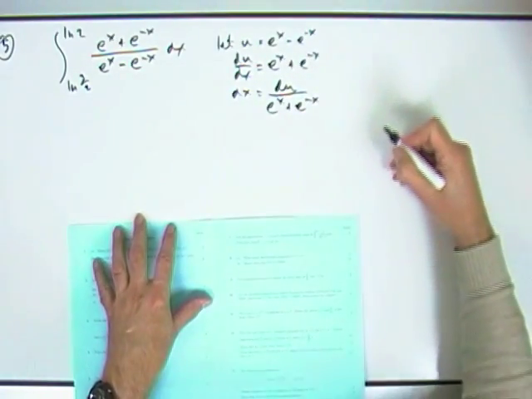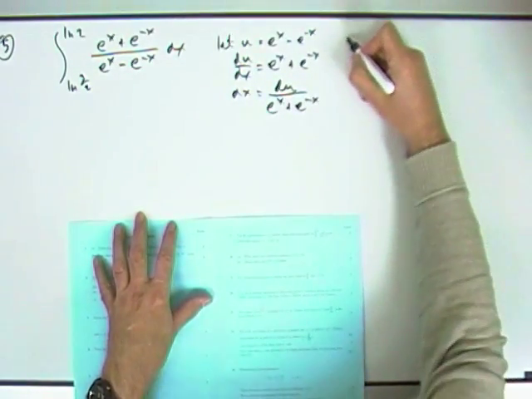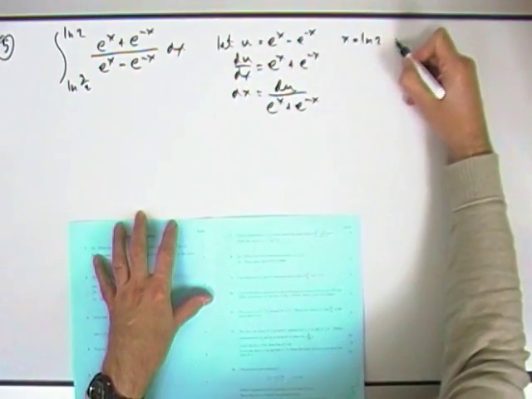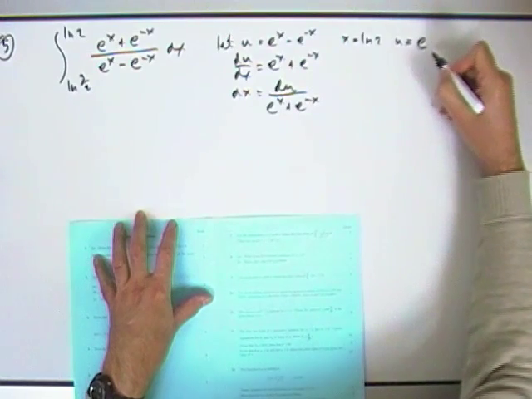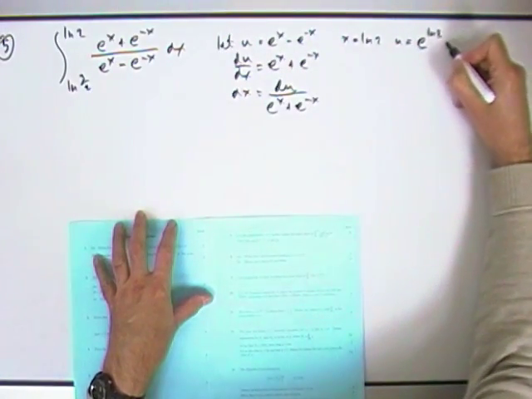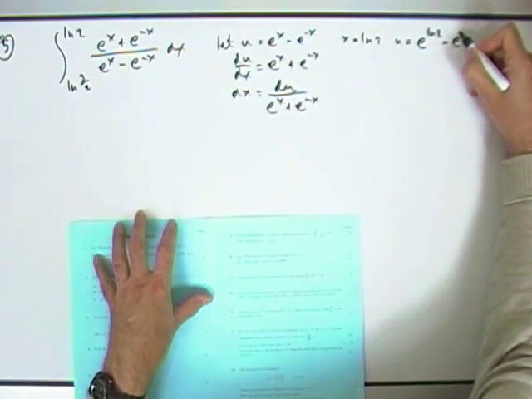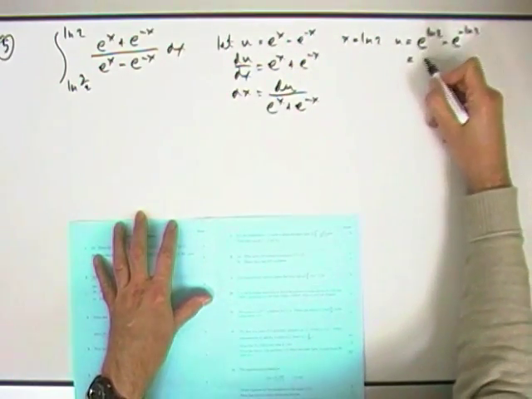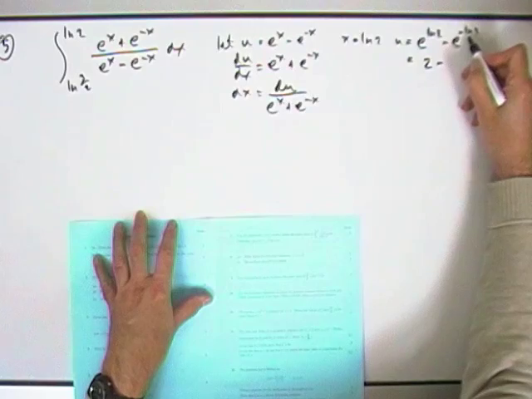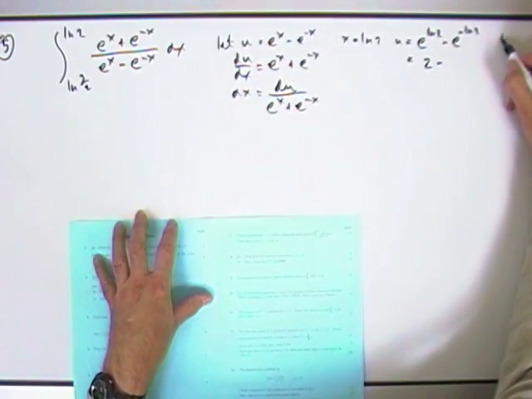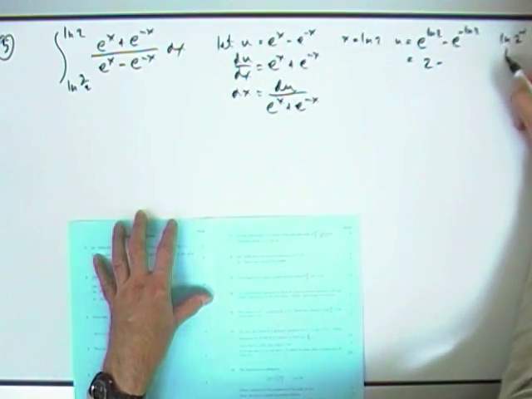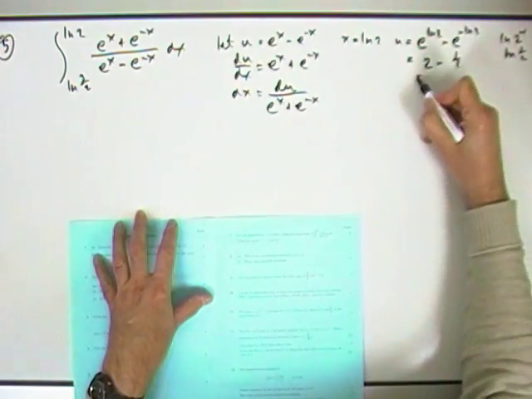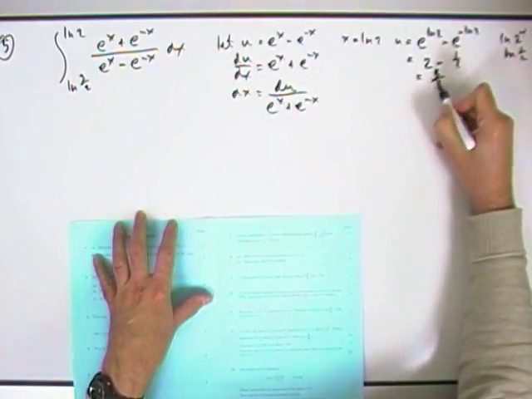They'd have had to change their limits. So that when x equaled ln of 2, u would have equaled e to the ln of 2 minus e to the negative ln of 2. Now, e to the ln of 2 is just 2. The negative of the ln of 2 is equal to the ln of 2 to the negative 1, which equals ln of a half. So that's 2 minus a half, so you've got 3 upon 2.